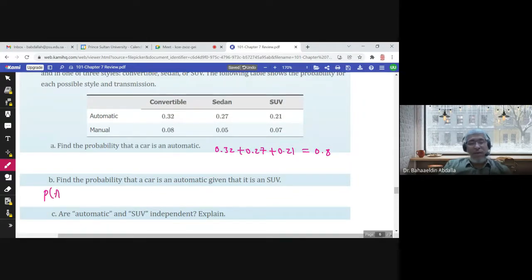Part B, find the probability that a car is an automatic given that it is an SUV. I can write it like this, A given SUV. So SUV will give you the sample space. So 0.21 plus 0.07. And I need A automatic and SUV, so this one, 0.21. So I divide 0.21 by 0.21 plus 0.07, use the calculator, and the answer would be 0.75.